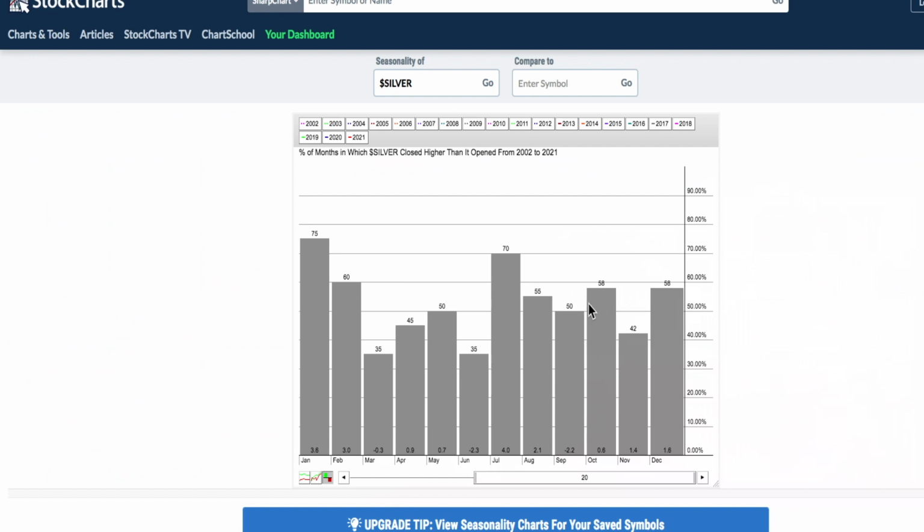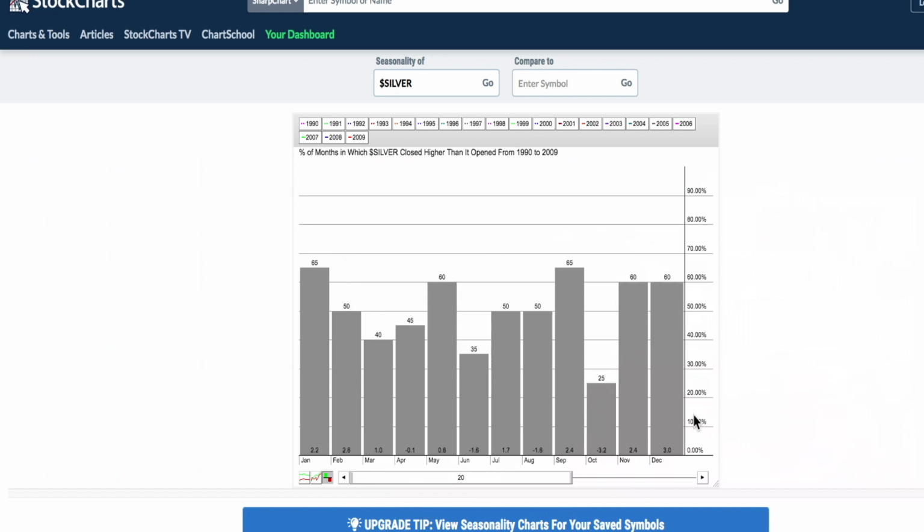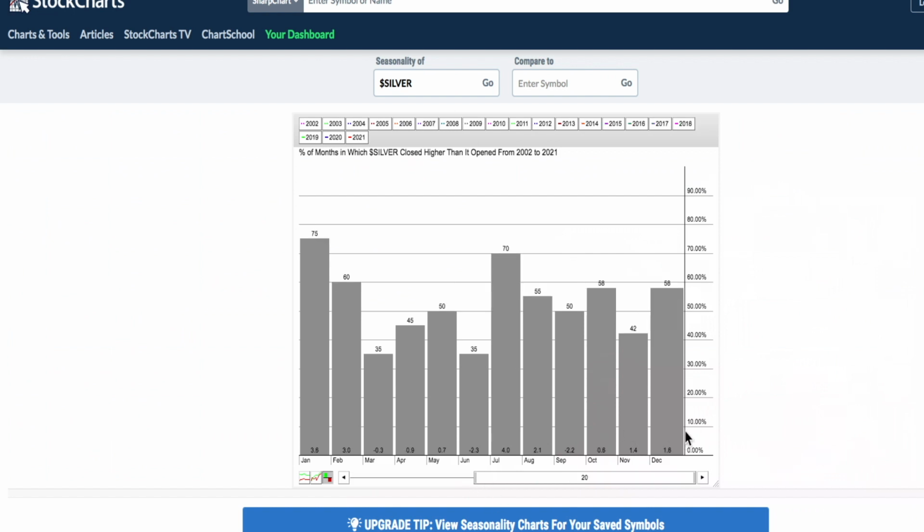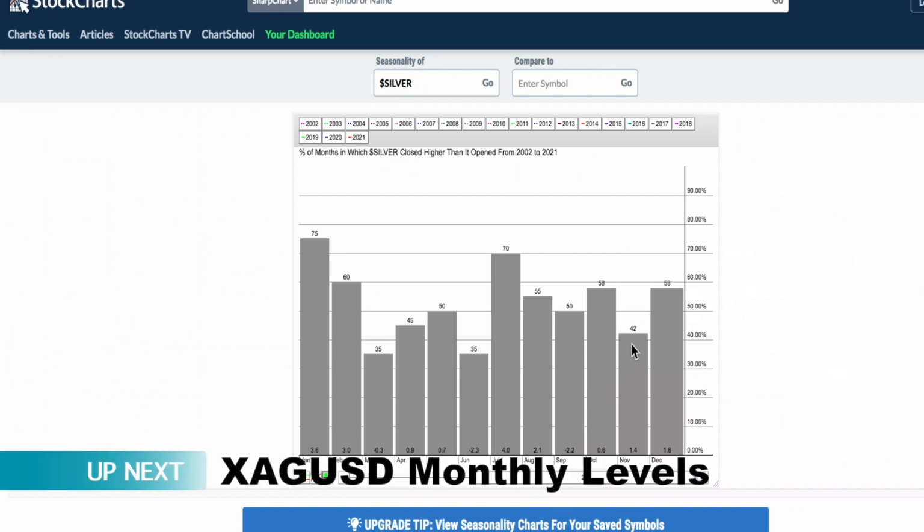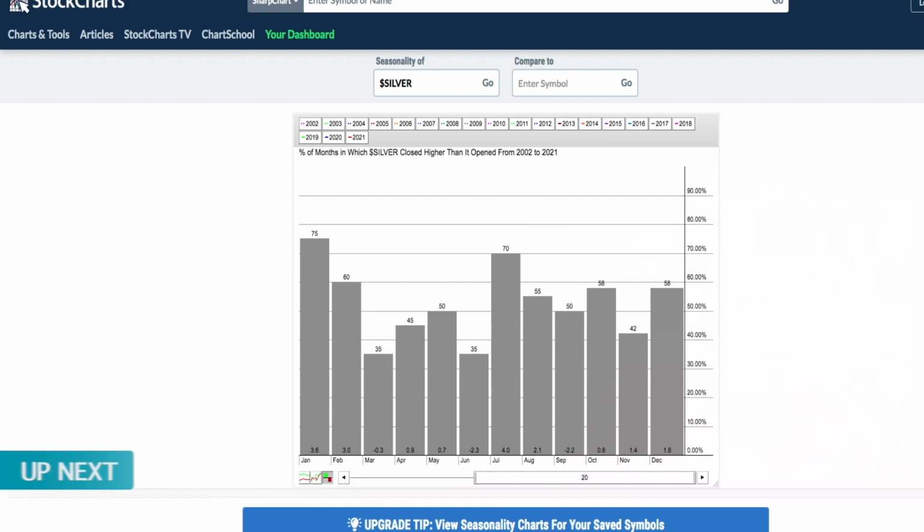So something to watch. Interesting. Where this data is showing, from 1990 to 2009, very weak. And now, where we are now, 2002 to 2021, flat, September flat to a little bullish on October, and then maybe November a little weaker. Something to keep in the back of your mind in regards to silver.